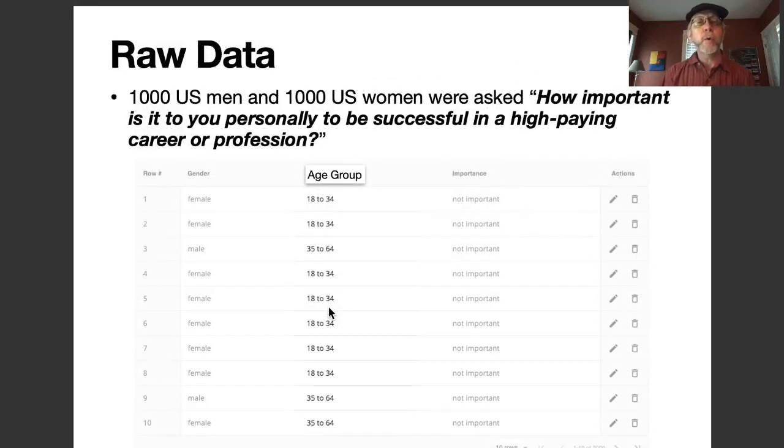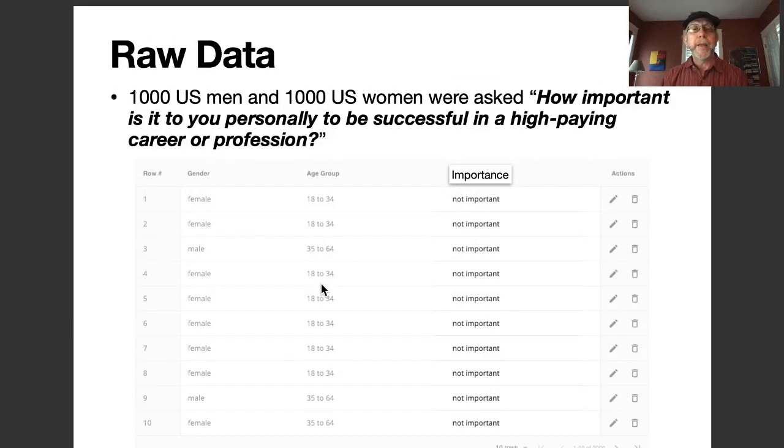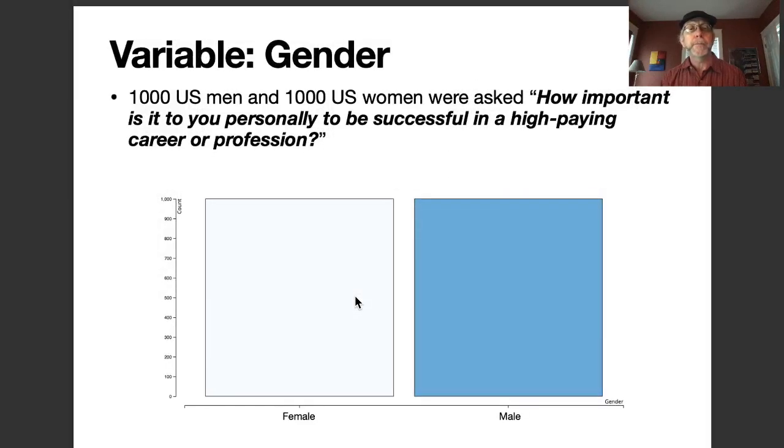Then we also recorded age for each respondent. It was categorized into 2 groups, 18 to 34-year-olds and 35 to 64-year-olds. So the age variable has been binned, and therefore it's now a categorical variable. And then the third variable is importance. And we've seen that that variable had 4 different values: not important, somewhat important, very important, and most important. So we have multivariate categorical data here.